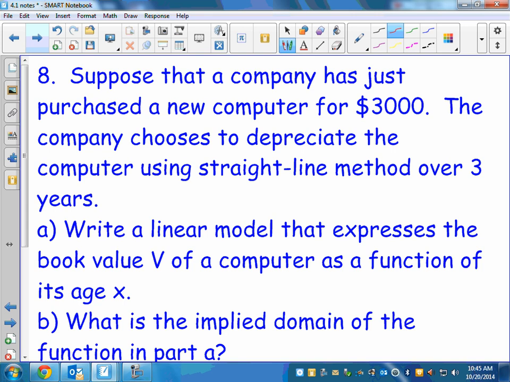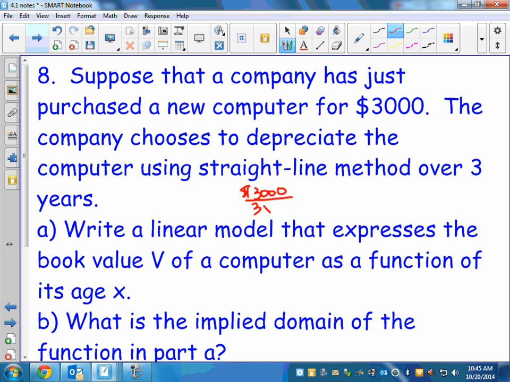But it says, write a linear model that expresses the book value V of a computer as a function of its age X. Again, a lot of the issue with story problems is knowing what it's asking and being able to answer the question that it's asking. First of all, let's just think about this. If it's $3,000 to begin with, and we're using the straight line method over 3 years, we can say that the rate of change is it's losing value. How much each year is it losing?